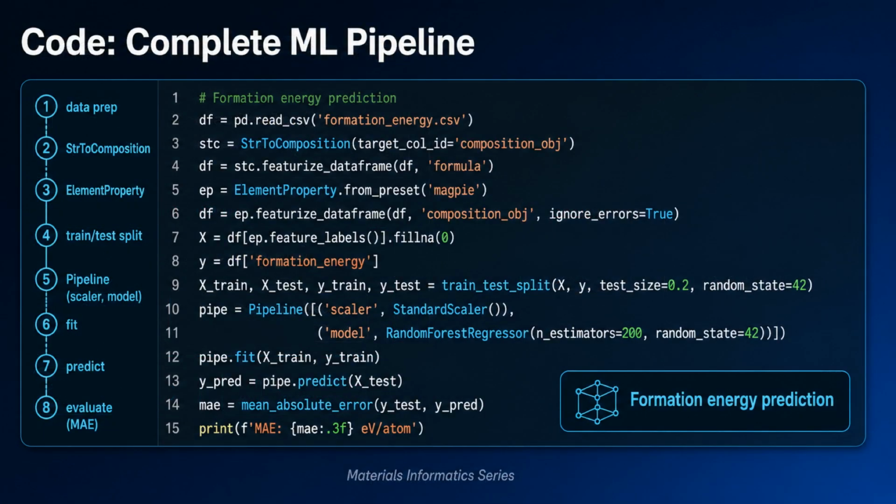Here's a complete example. Load composition data, convert strings to composition objects, generate MagPy features, split into train and test sets. Build a pipeline with standard scaler and random forest regressor. Fit on training data, predict on test data, and evaluate with MAE and R-squared. This pattern works for any composition prediction task.